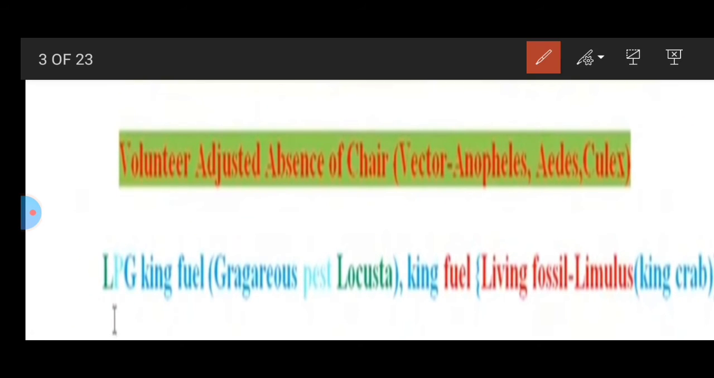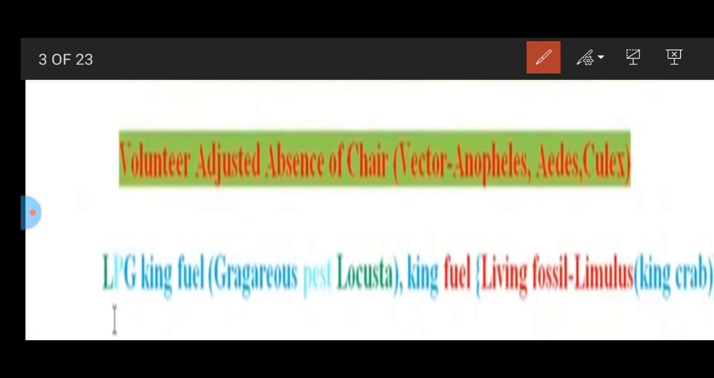Another trick, the last one: LPG king fuel. LPG stands for locusta pest gregarious. Gregarious pest, the example is the locusta. So LPG means gregarious pest locusta.